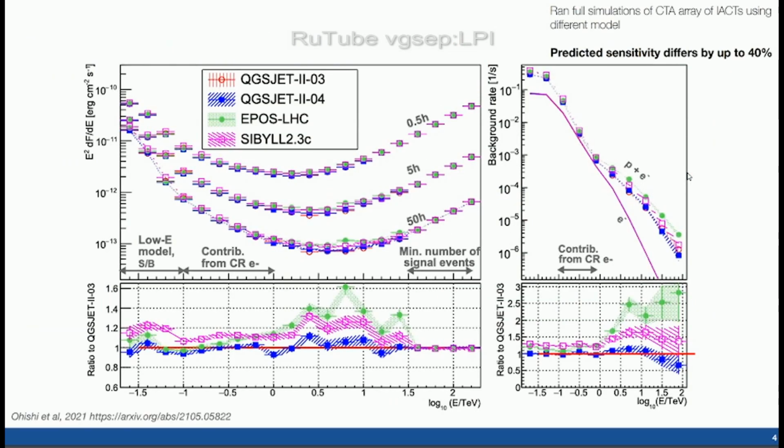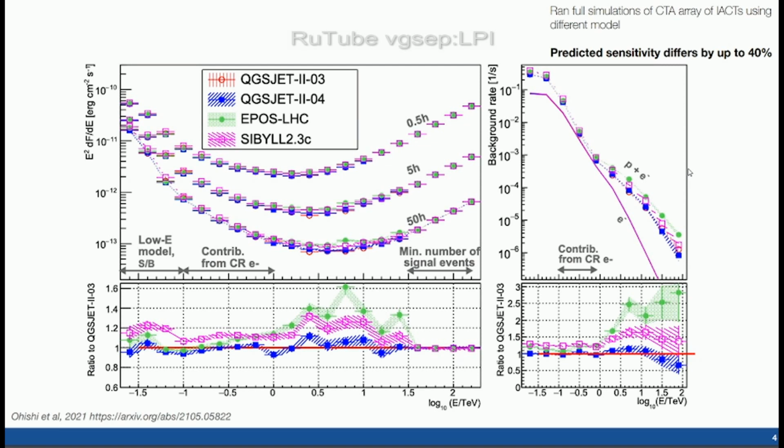So the work that Harm and I did was prompted by this study by Michiko Ohishi. Essentially what she did was she took the hadronic interaction models that were most up to date at the time, ran them through the entire simulation chain that's used for the CTA observatory, and looked at the output at the end to see basically how much this affects your sensitivity. And what you see at the end is something like a 20% difference in sensitivity from model to model, and even something like a 50% difference in your background rate at high energies.